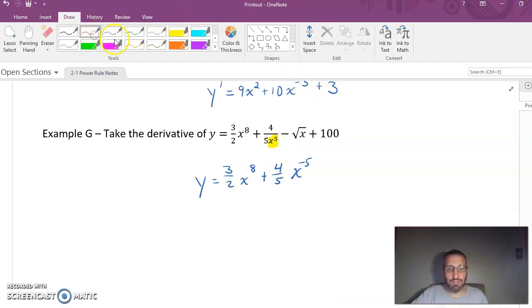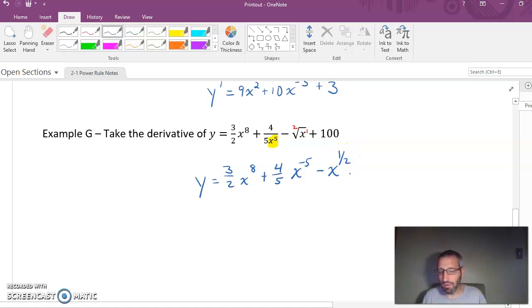All right, second thing, let's go ahead. This is x to the first square rooted, right? So we're going to rewrite this as minus x to the first power divided by square root. So negative 1/2, or negative x to the 1/2 power. And then plus 100. And by changing both of those around, I do think we're ready for a y prime.